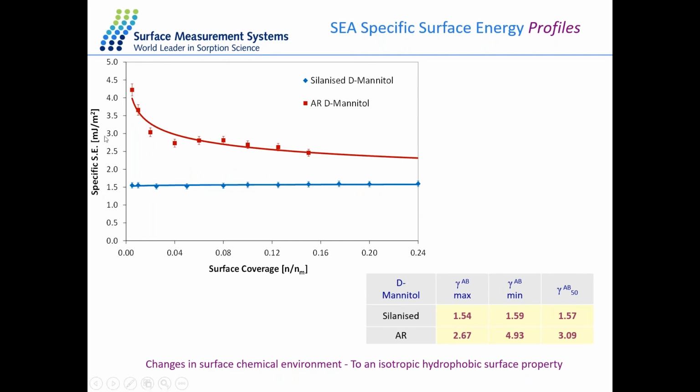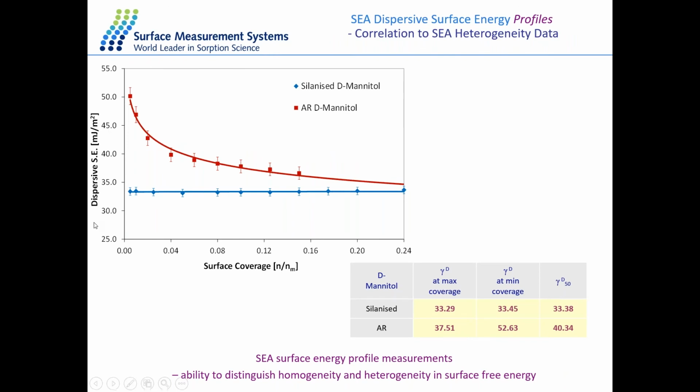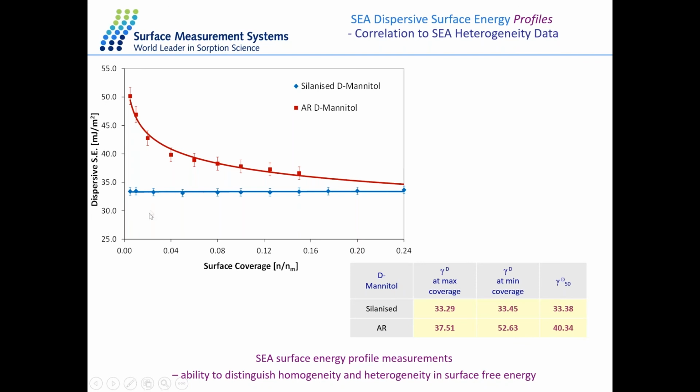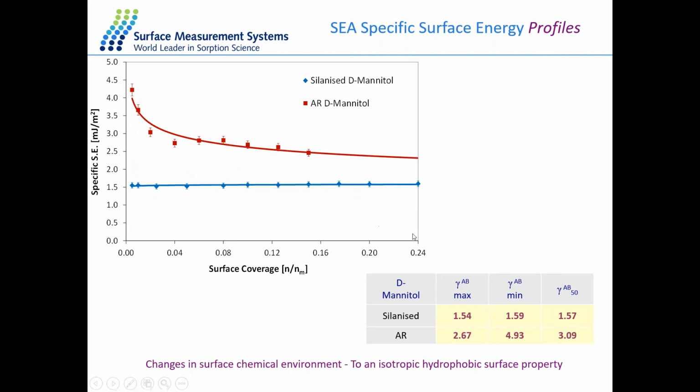We've also calculated the specific surface energy of our material, and again the quantitative values are here, and we can see the same trend, where the as received D-mannitol has a slightly higher specific surface energy, and the silanized D-mannitol has a lower specific surface energy. We can also compare the two. So dispersive compared to specific, we can see that the dispersive surface energy contributes a lot more to the total surface energy of the surface of the sample.